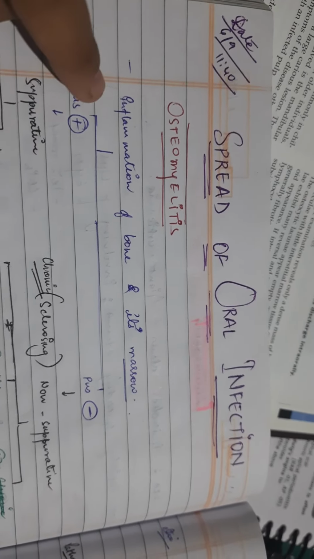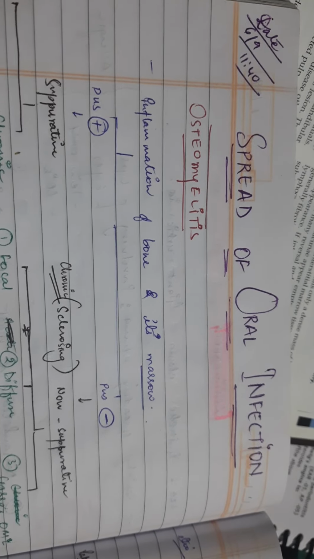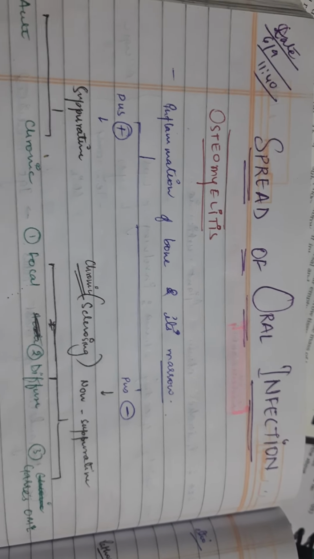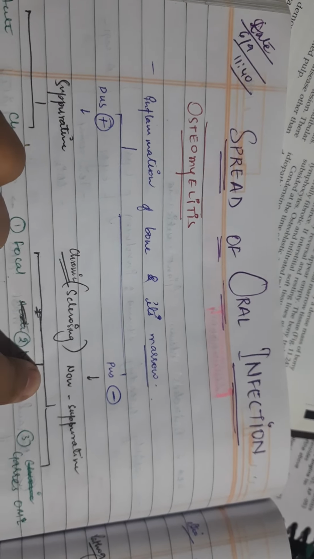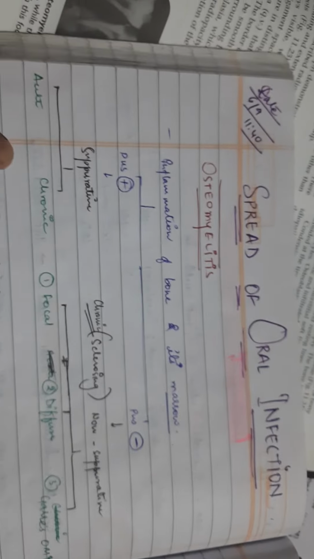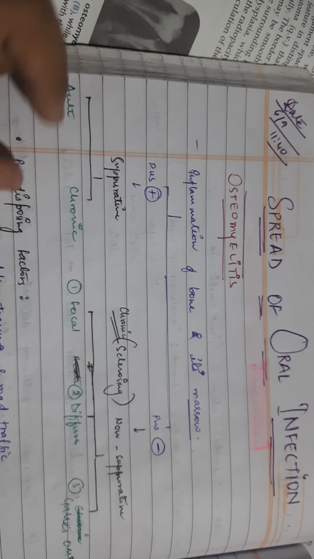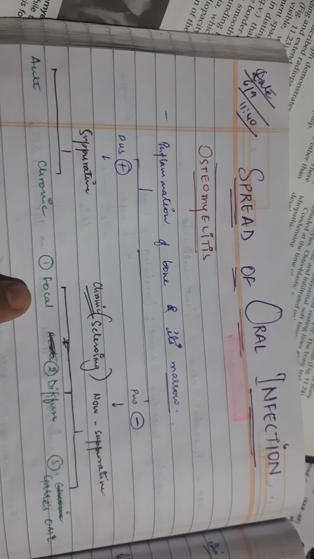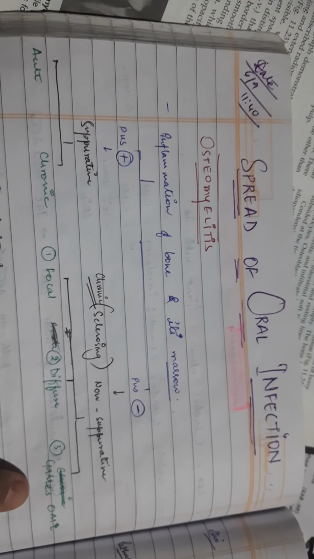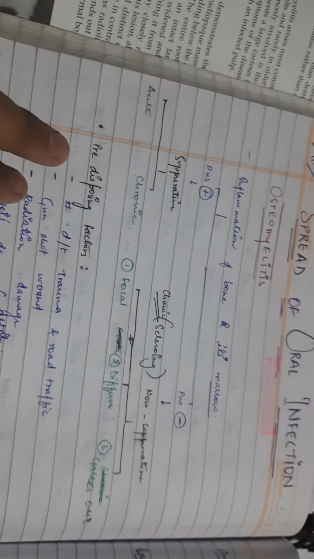Okay. First disease is osteomyelitis. Inflammation of bone and its marrow is called osteomyelitis. It is divided into suppurative, which is pus forming, and non-suppurative, which is non-pus forming, also called sclerosing osteomyelitis. Suppurative is further divided into acute and chronic. Non-suppurative is further divided into focal, diffuse, and garre's osteomyelitis. All three are chronic osteomyelitis.